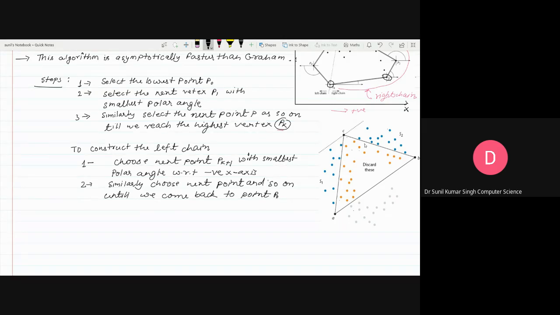So this particular portion is forming the left chain, and these steps are for the right chain. After forming the left chain and right chain, you can see your algorithm is complete.